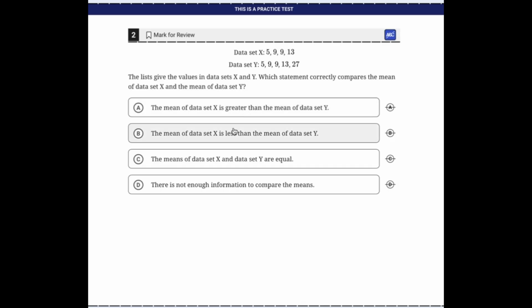No, that's wrong. Mean of data set X is less than mean of data set Y. Yes. The other two say the means of data set X and Y are equal, and then there's not enough information to compare the means. That is like, I've never seen that answer be correct before.